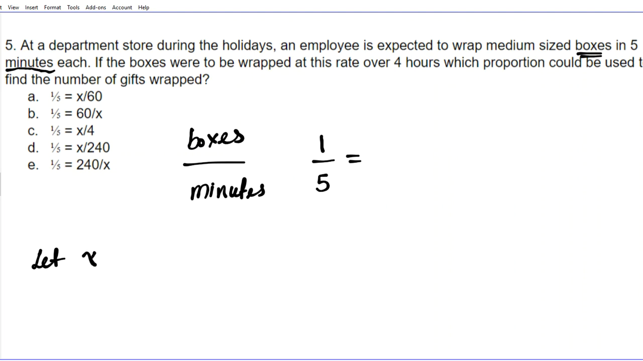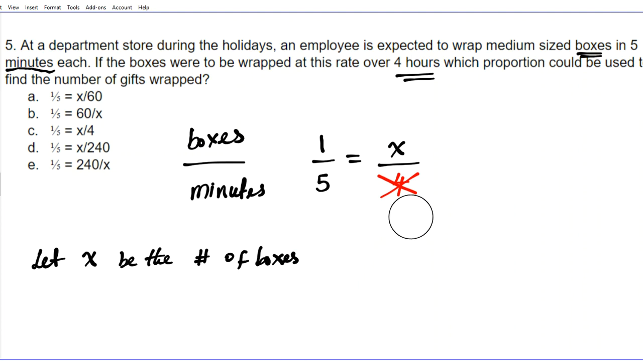Let's call x the number of boxes. Okay, so let x be the number of boxes. We don't know what it is, so we're going to call that x. And then we want to know how many boxes in 4 hours. So the question is, do we put 4 here? The answer is no. Why not? The unit for time that we're using is minutes. So what we have to do is change 4 hours to minutes.